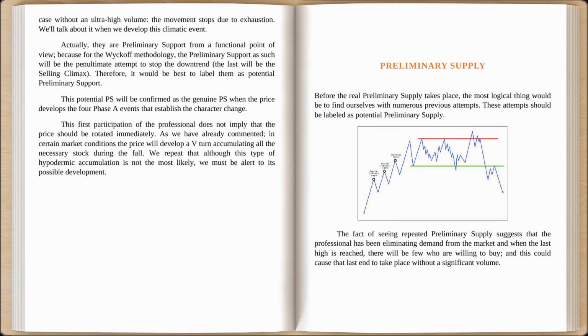The fact of seeing repeated preliminary supply suggests that the professional has been eliminating demand from the market, and when the last high is reached, there will be few who are willing to buy, and this could cause that last end to take place without a significant volume.